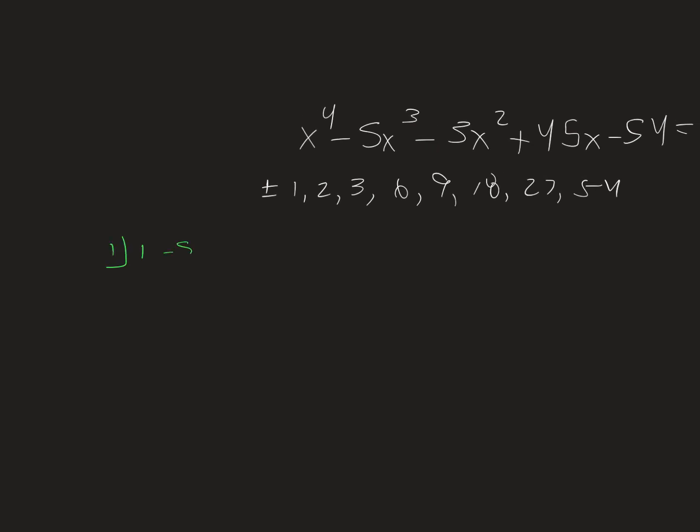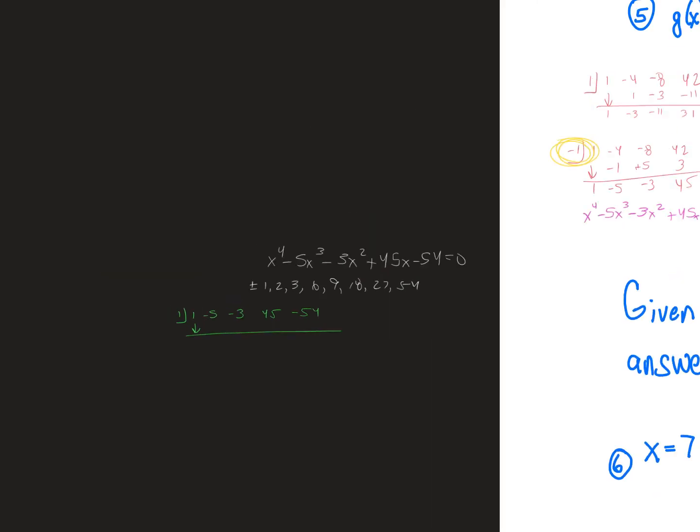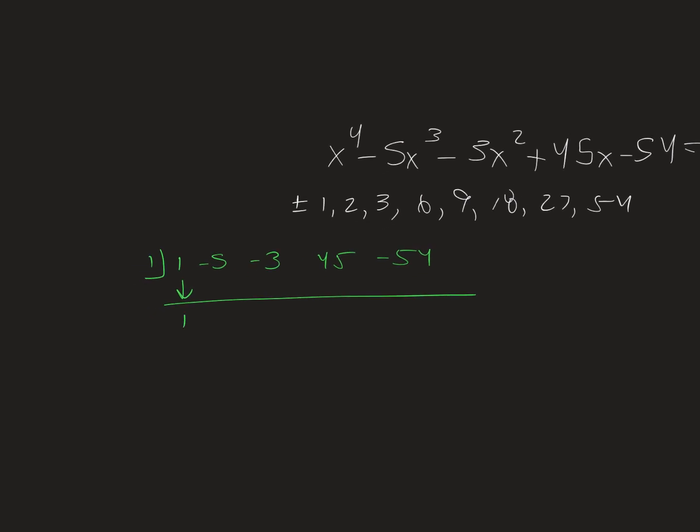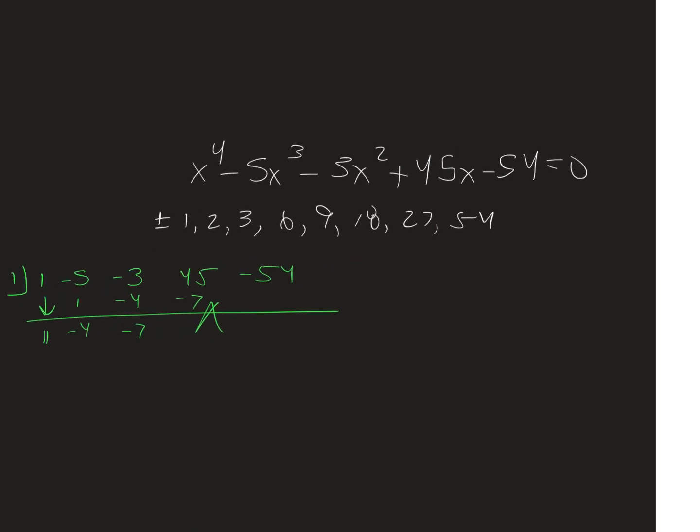1, negative 5, negative 3, 45, negative 54. So bring down your 1. 1 times 1 is 1. Negative 5 and 1 is negative 4. Negative 4 times 1 is negative 4. Negative 3 and negative 4 is negative 7. Is 45 minus 7 somehow going to give me something to cancel out negative 54? No. So move along.